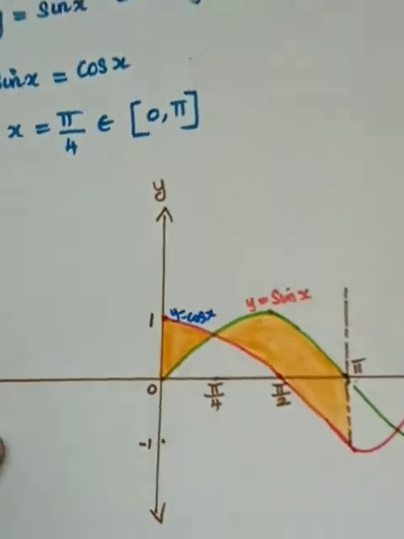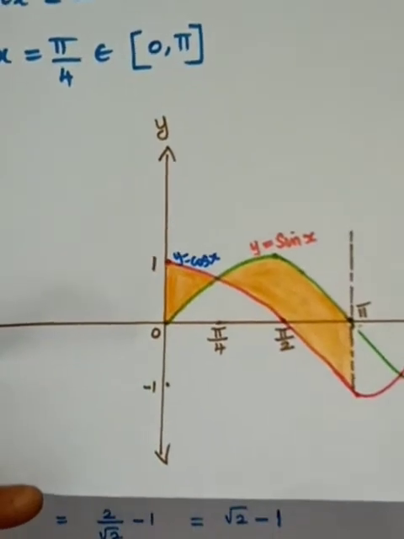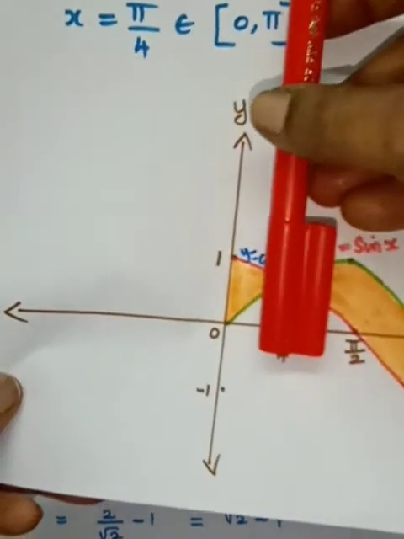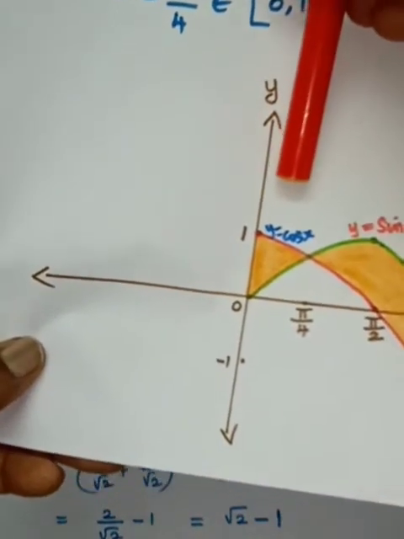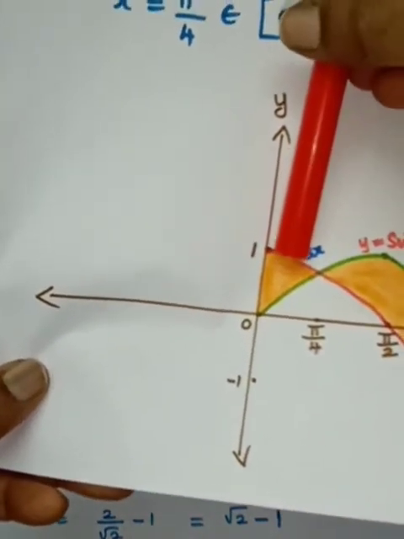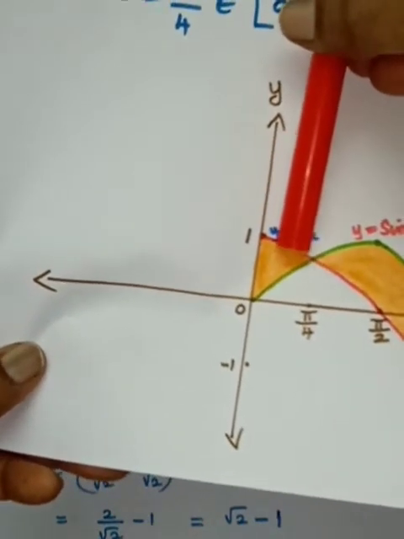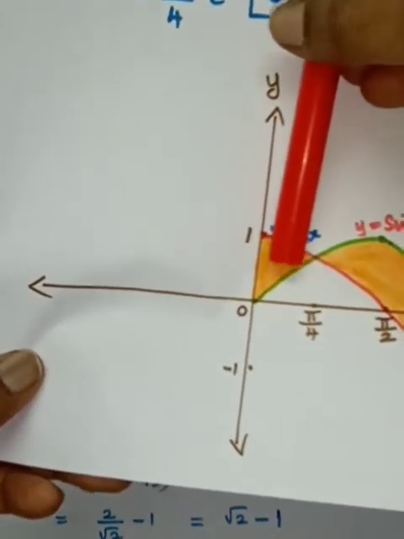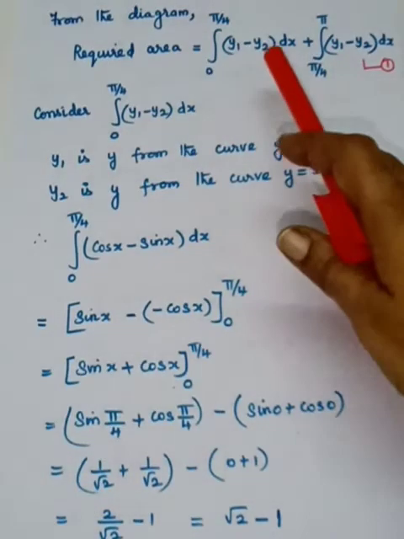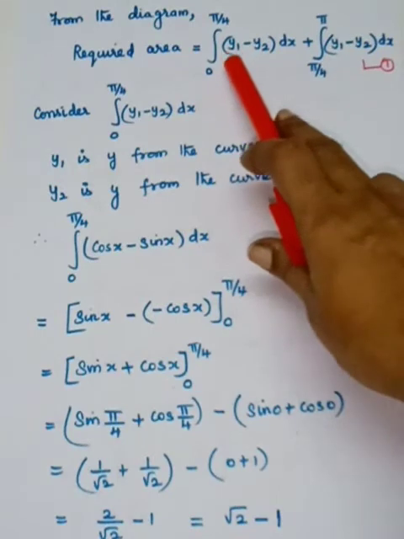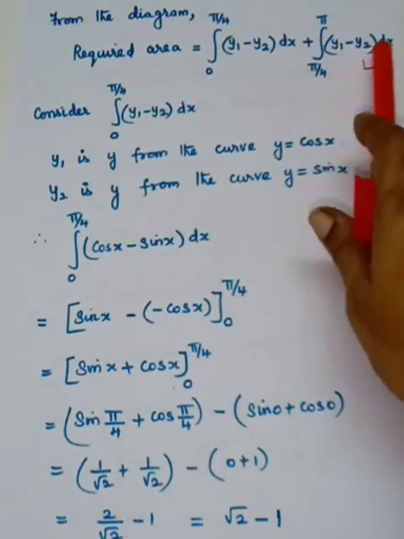So choosing the x-axis means you have to draw an arbitrary line which is parallel to the y-axis, and it has to touch the curve. The line touches the first red color curve here, and then the green color curve. Okay, if the x-axis is chosen, the formula is y1 minus y2 into dx. Here also, the same way, y1 minus y2 into dx.